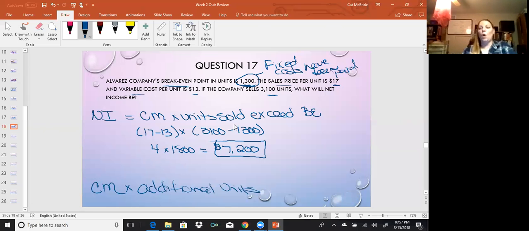At break even, I've already satisfied all of my fixed costs. So one of the benefits of contribution margin is that for every additional unit after I've paid my fixed costs, which is break even, my profit is going to be whatever my contribution margin is per unit. So after break even, every additional unit I can multiply by my profit margin.